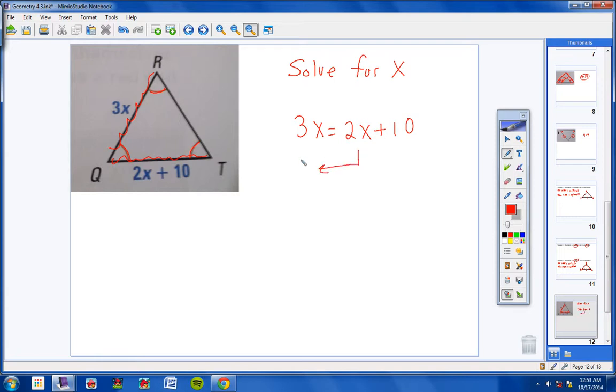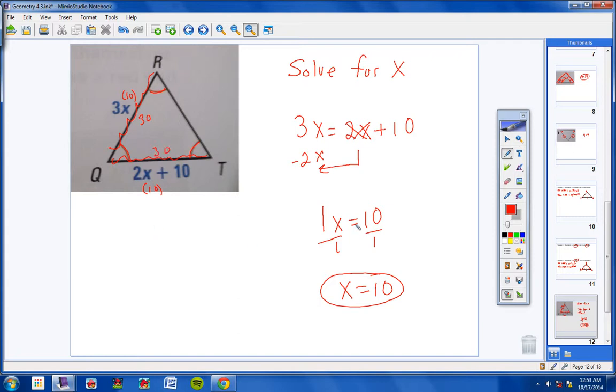There we go. Now simply solve for x. Bring your 2x over, make it a negative 2x. That's gone. 3x minus 2x is 1x equals 10. Divide by 1 if you want to, and x equals 10. So there we go. We solve for x. And by the way, that makes sense. If you put a 10 in for x right here, 2 times 10 is 20 plus 10 is 30. Put a 10 in for x right here, and 3 times 10 is 30. Both sides have a measurement of 30.